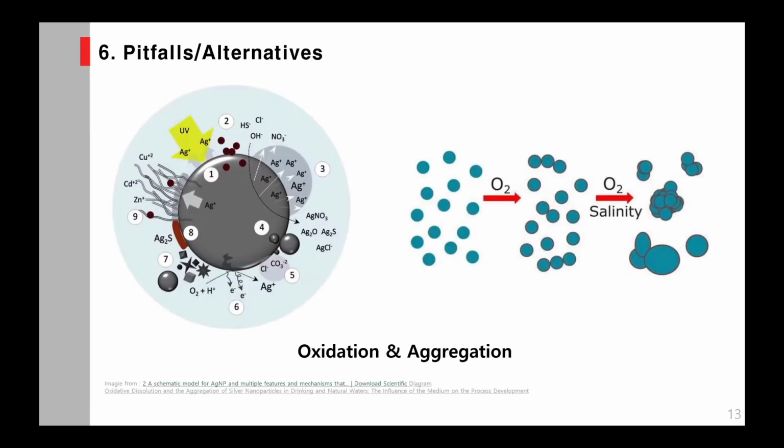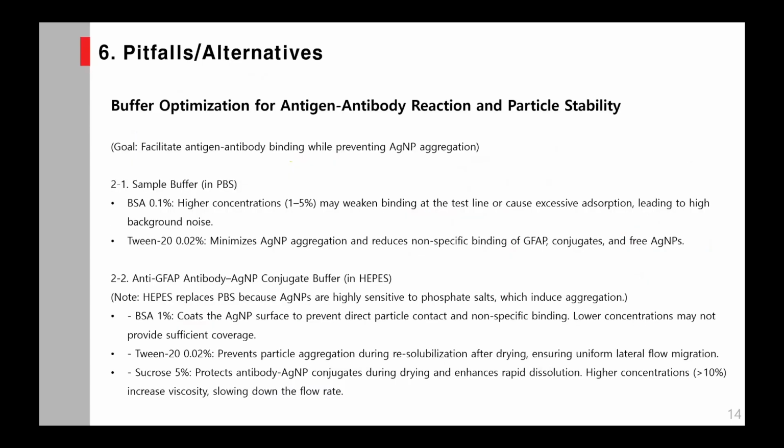Silver nanoparticles have two main issues: oxidative dissolution and colloidal aggregation. Exposure to light and oxygen causes oxidative dissolution, while buffer electrolytes lead to particle aggregation. Since these issues compromise reproducibility, buffer optimization is essential.